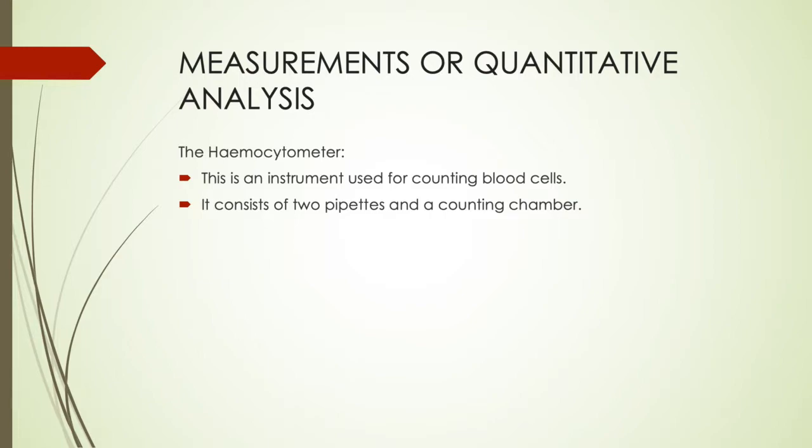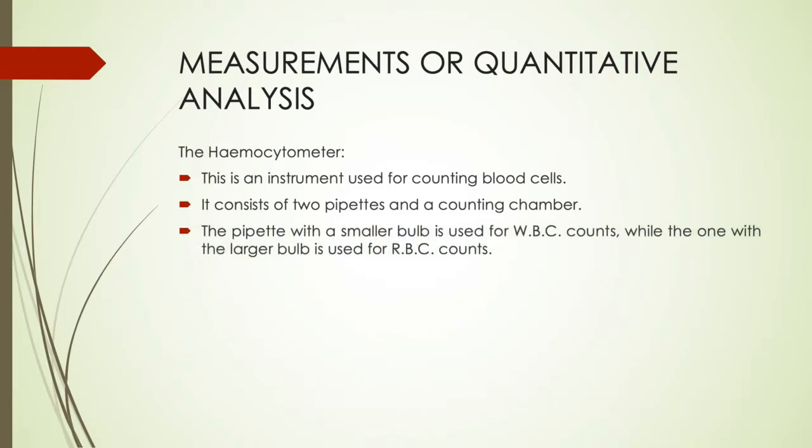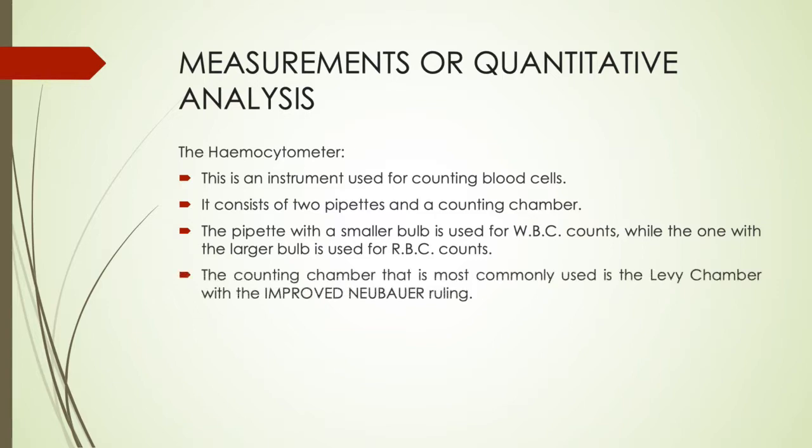The pipette with the smaller bulb will be considered as the WBC pipette, and the pipette with the larger bulb will be considered as the RBC pipette. Now the counting chamber is the Levy chamber, and mainly that will follow the rule of the Neubauer's ruling process. Okay, now let us see how you can count the blood cells in the Neubauer's chamber in the instrument named the hemocytometer.